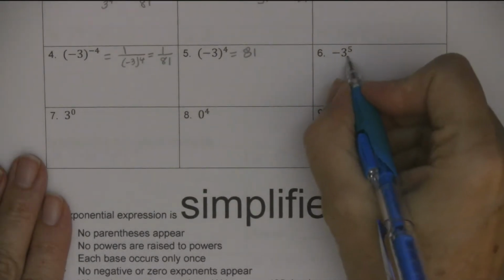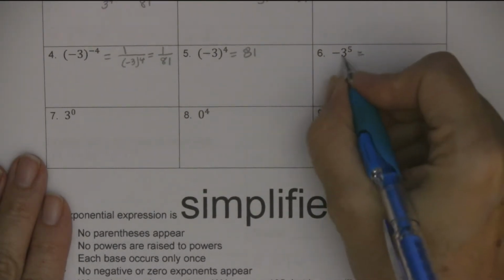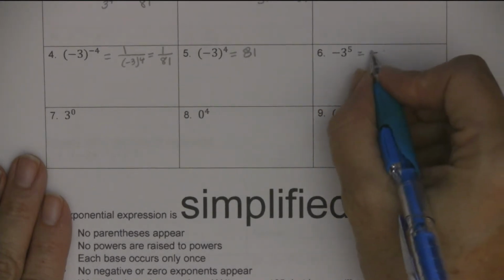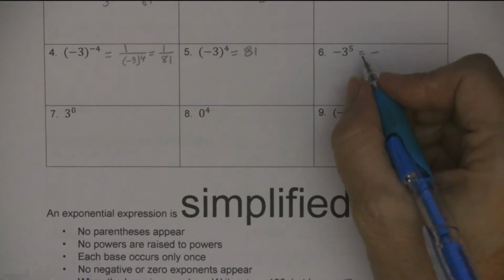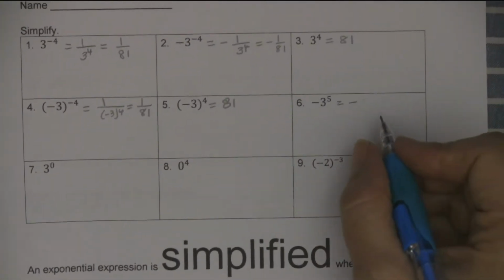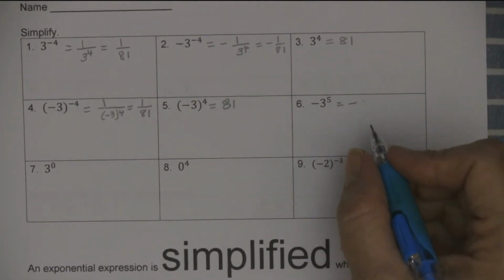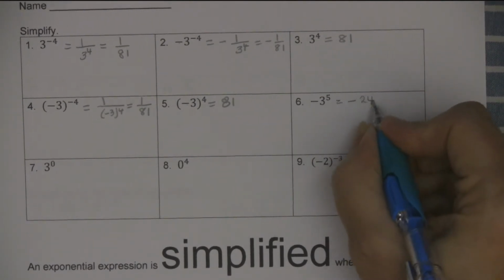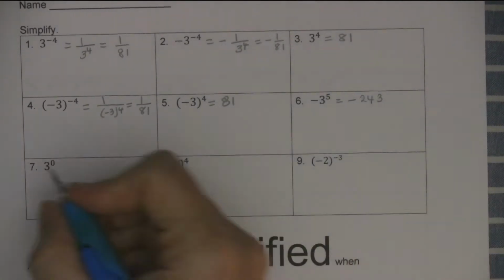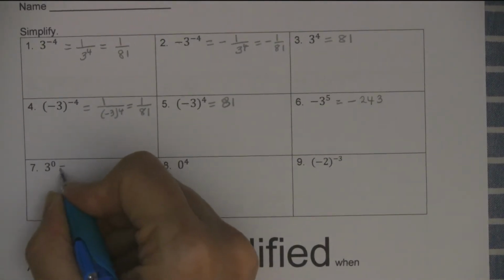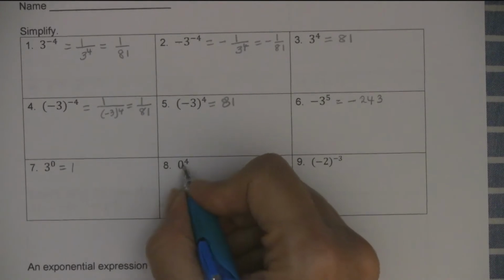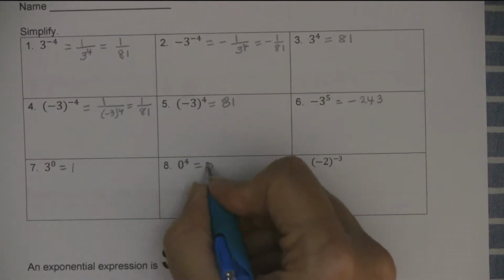This is negative 3 raised to the 5th. So this negative just holds still, and then 3 to the 5th is 81 times 3, right? I don't know what 81 times 3 is, and that's 243. So negative 243. 3 raised to the 0 is 1. Anything raised to the 0 is 1. 0 raised to the 4 is 0.